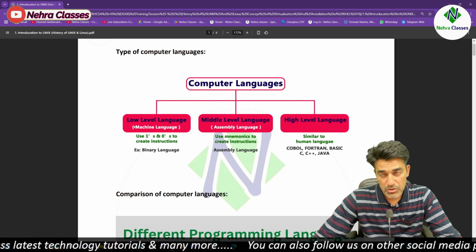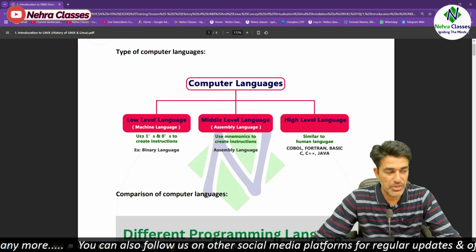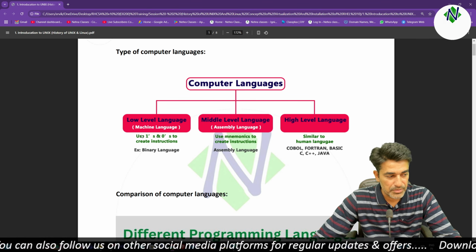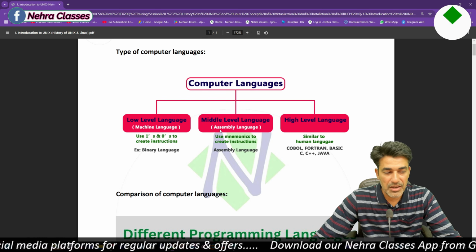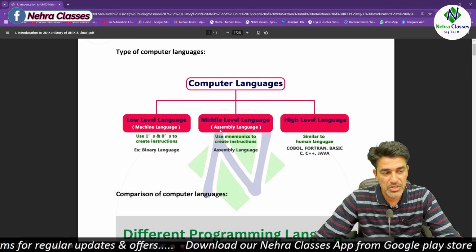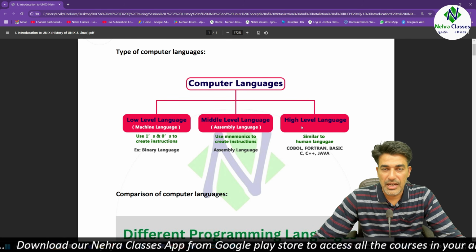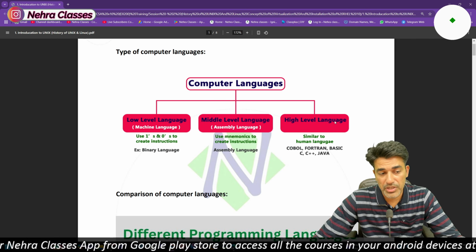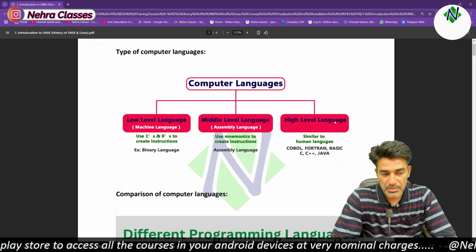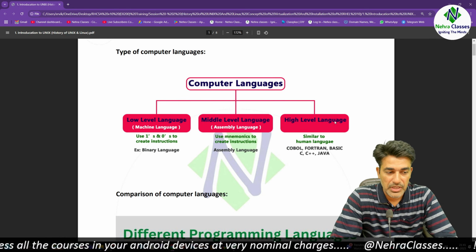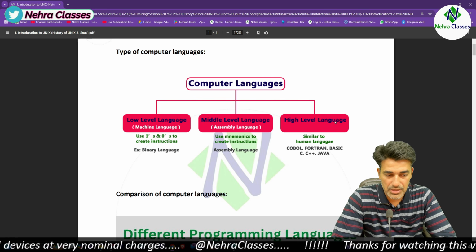Low level language is also known as the machine level language. It uses zeros and ones for the instruction, means it uses binary language. While the middle level language, that is also known as the assembly level language, it uses mnemonics to create the instruction. And the high level language is similar to our human language, and it is easily understandable for the humans but not for the machine. Some examples of the high level language are COBOL, Fortran, BASIC, C, C++, and Java.